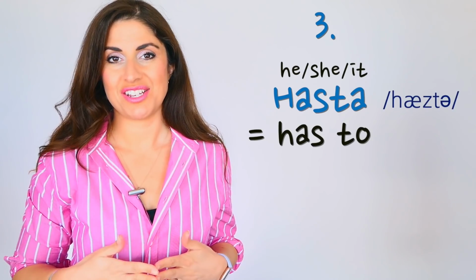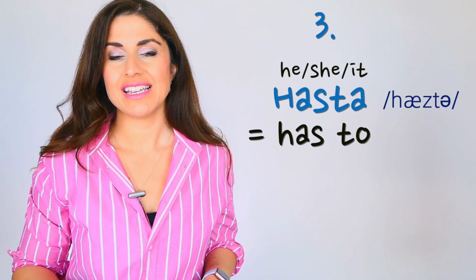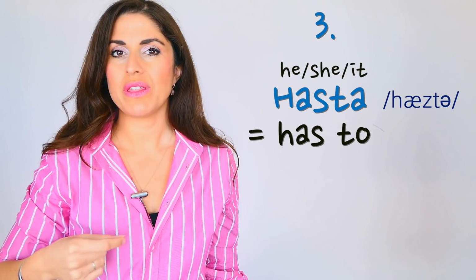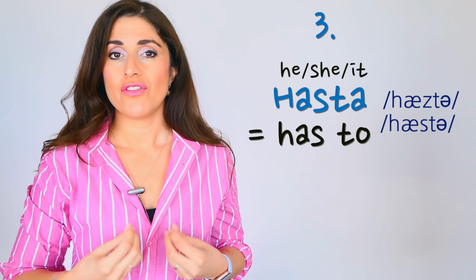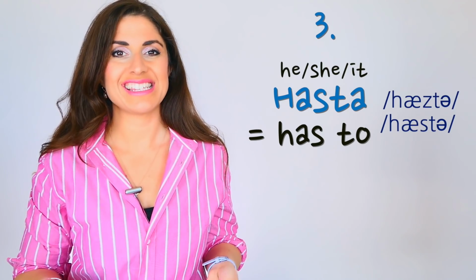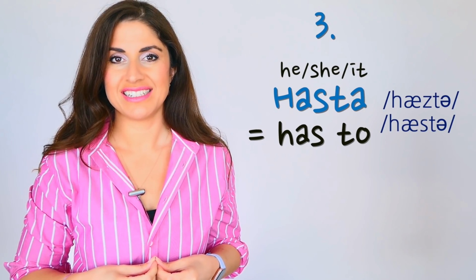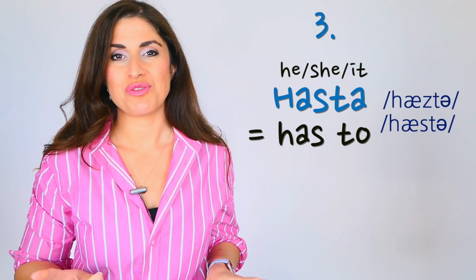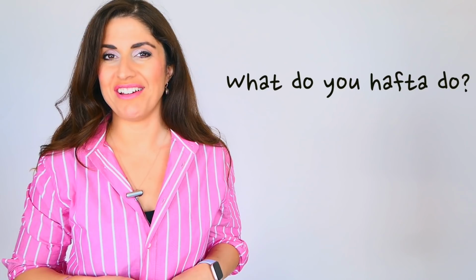Hasta. Now, listen carefully. The has, where you've got a z sound, has been replaced more commonly with an s and t, which can be tricky. So even for native speakers, we would say hasta rather than hasta. So either is perfectly acceptable. Don't worry too much about it. Just remember, she has to call her mother. I have to call my mother. What do you have to do? Comment below and let me know.